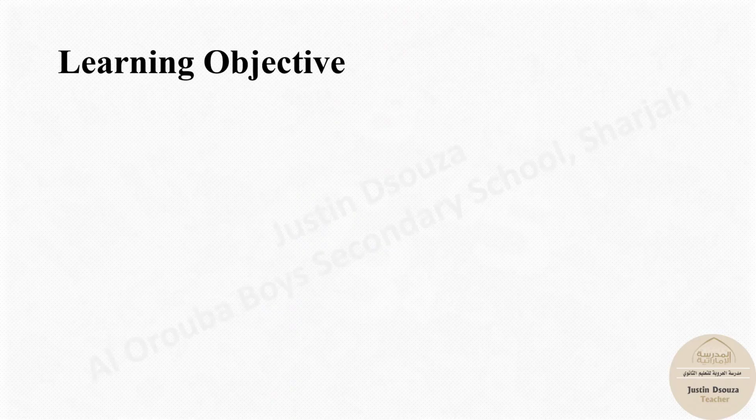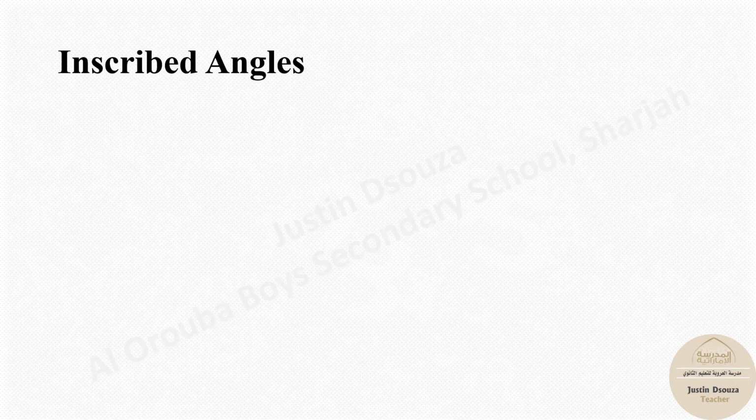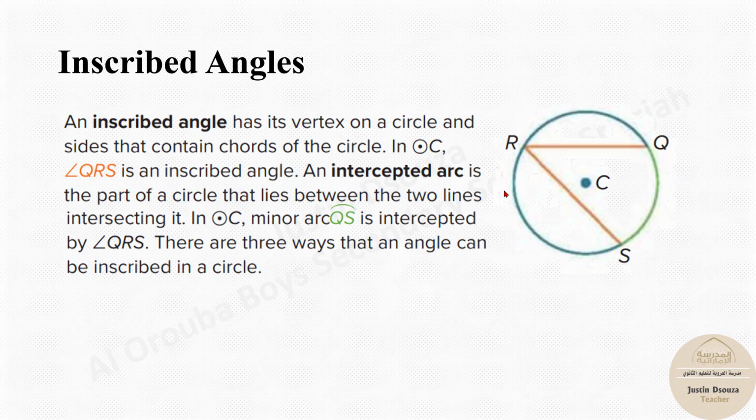The learning objective of this lesson is to find measures in intersecting circles and prove relationships between circles. Inscribed angles. Here you can see a figure.